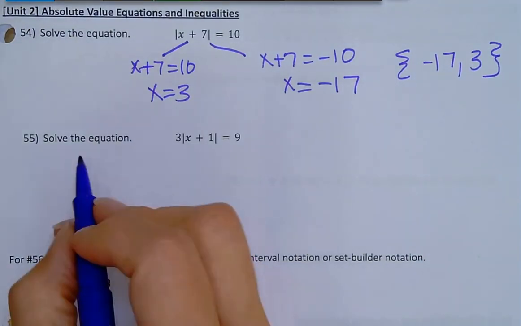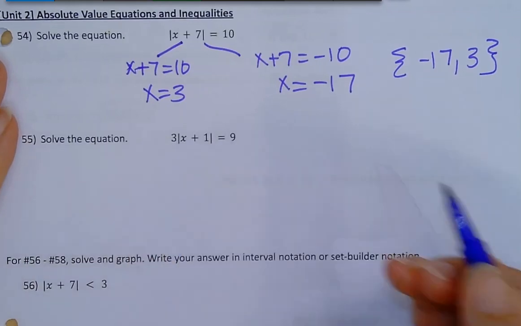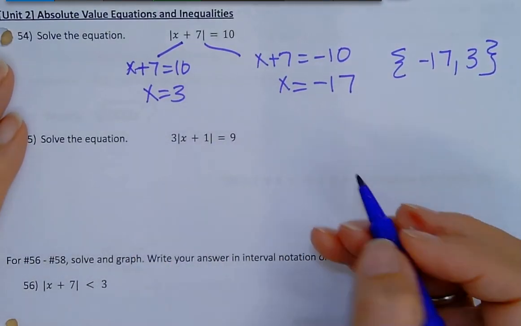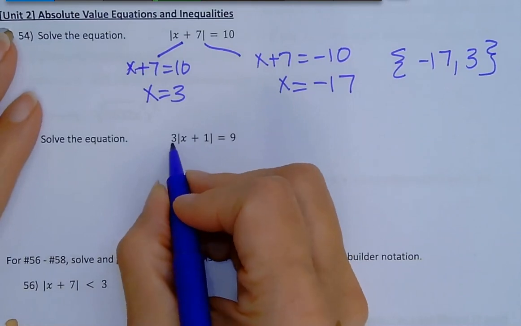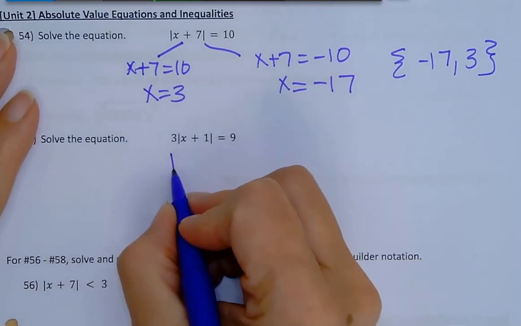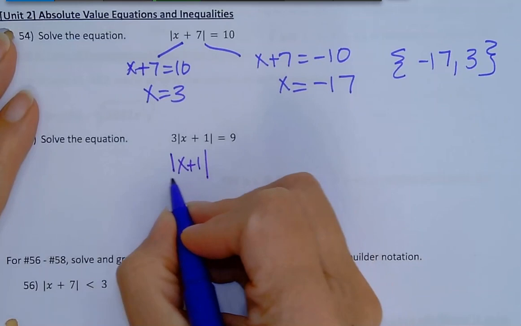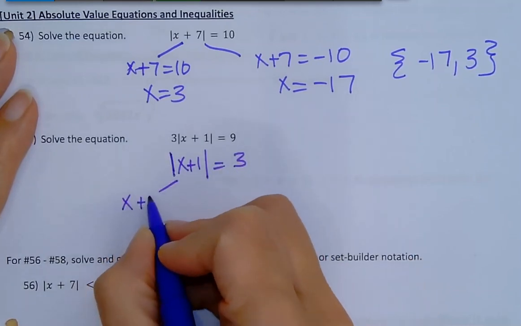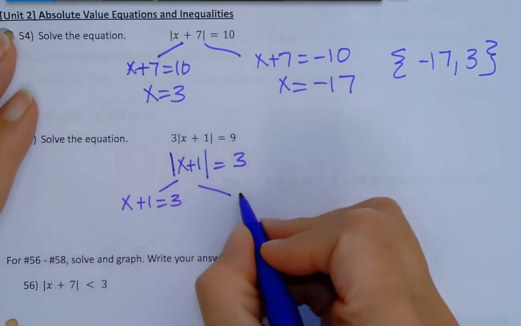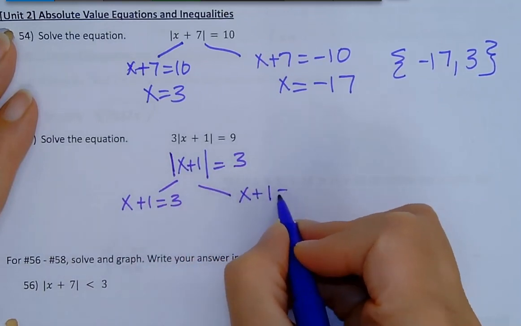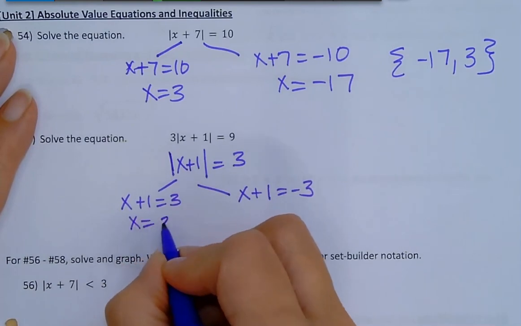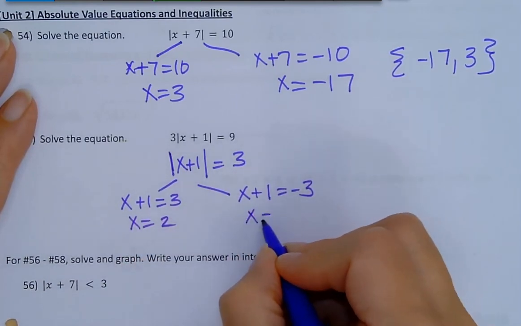Okay? Solve this equation. Well, I'm going to isolate my absolute value expression first. So we're going to divide each side by 3. I'm left with x plus 1 in absolute value bars equals 3. So x plus 1 actually equals 3, or it equals negative 3. And then I would take the absolute value of it. So x equals 2, and also x equals negative 4.